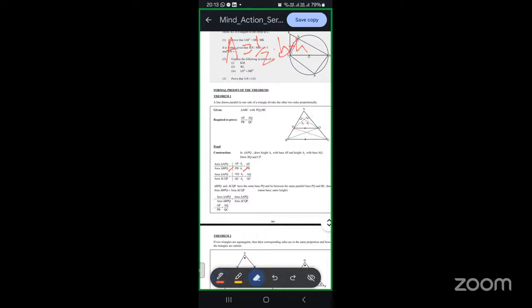You are done with substitutions. Now the H2 cancels out, the halves cancel out, and you are left with AQ over QC. Therefore, the area of triangle APQ over the area of triangle BPQ is AP over PB, and the area of triangle APQ over the area of triangle CQP gives us AQ over QC. Then you are done with the half of the proof.